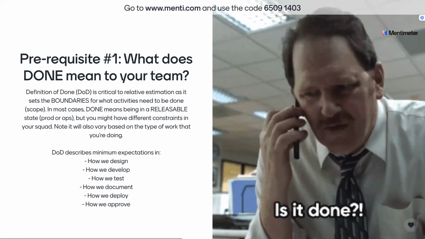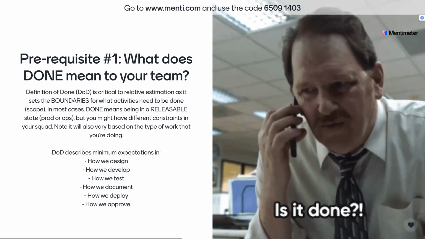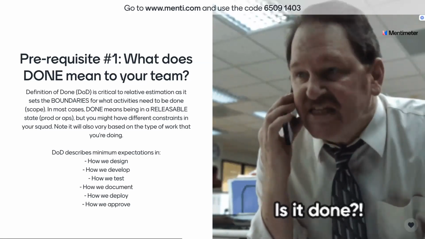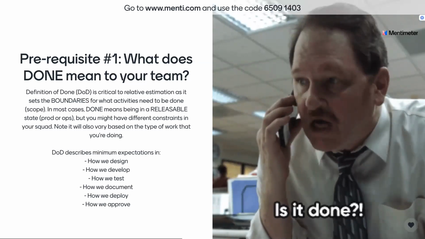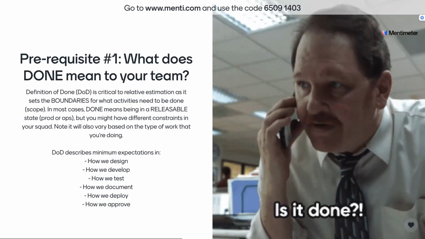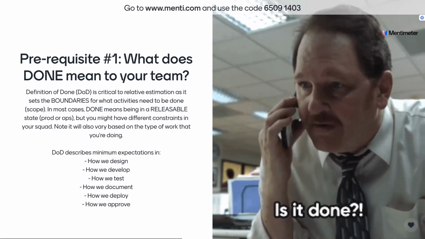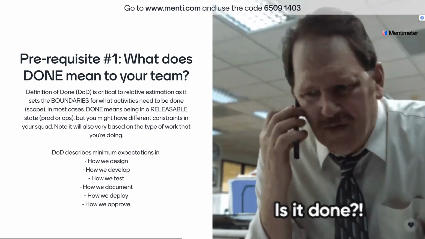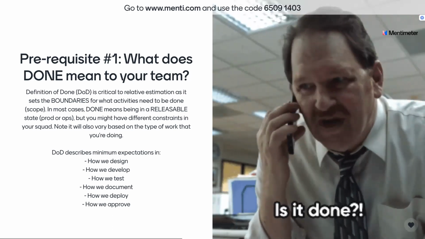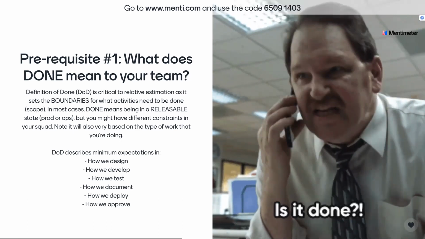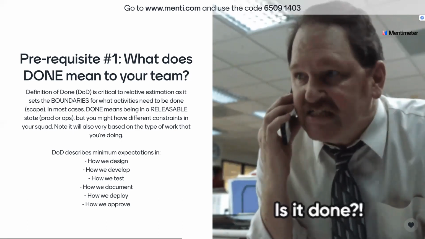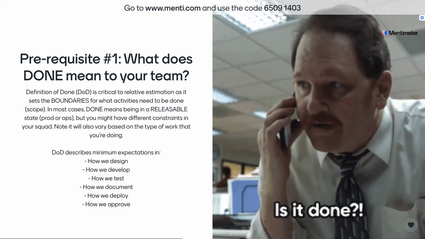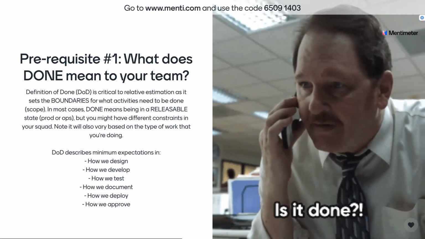So the definition of done, or DOD, is considered a checklist of things that need to be completed in order to say that this user story or this task or this bug fix is considered done. Now, depending on the work that you do and the environment that you operate in, that's very different from one team to another. So you define what that means for your team. But it generally consists of, if we're going to work on this user story, how we design it, how we develop it, how we test it, how we document it, how we deploy it, approve it, and so on, right? All of that gets thrown into a simple checklist.